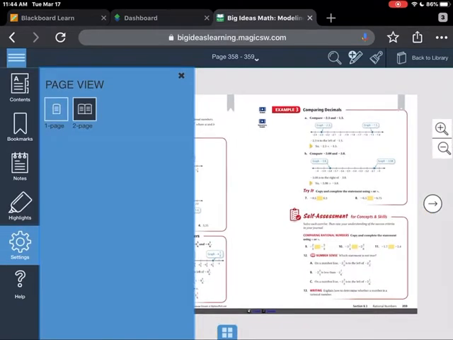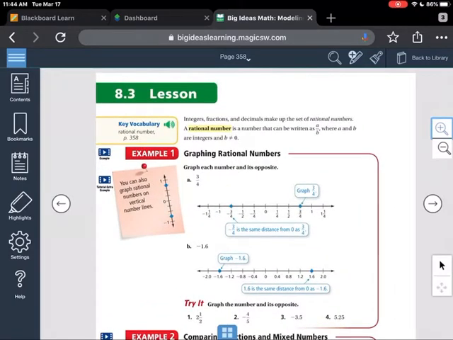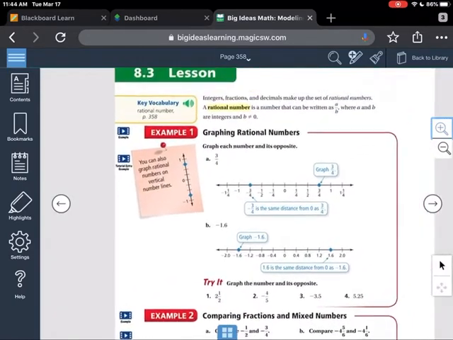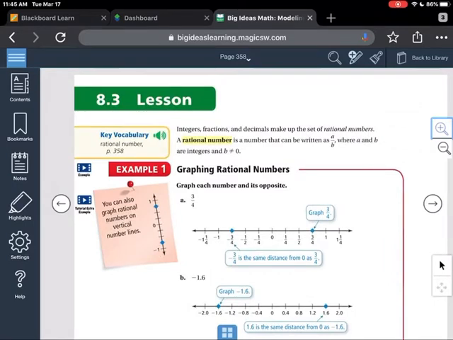So I want you to look here at this graph. Graph each number and its opposite. Negative 3/4 and its opposite, just like in section 1, no surprise, is positive 3/4. Just like positive 3 and negative 3, positive 3/4 and negative 3/4. But what I want you to look at while we're looking at this graph is how these numbers are ordered.